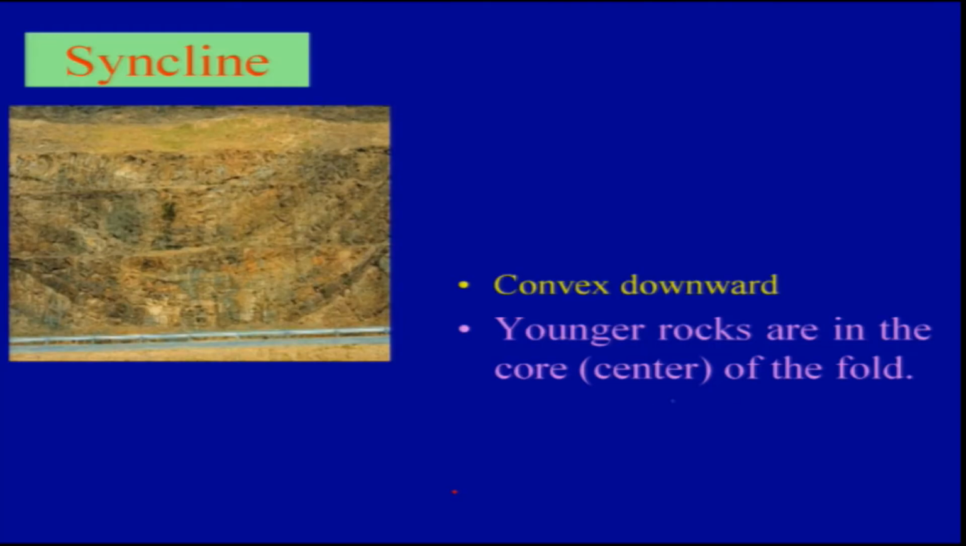Then moving to the next one, that is the syncline. Again, this is a field photograph of a syncline. You can see that they are convex downward; that was convex upward, this is convex downward, and the younger rocks will be at the core, at the center.